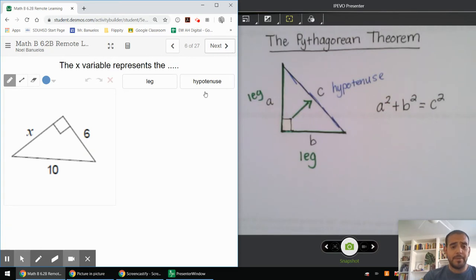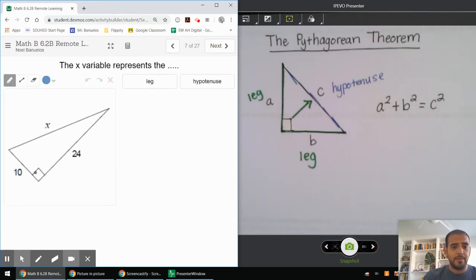The x variable here represents, well, let's locate my right angle, which is right here. Anything adjacent to it, right next to it, is considered a leg. So 6 and the variable x are considered legs. Okay, and that means the 10 represents your hypotenuse. Okay, look for the right angle. Anything adjacent, right next to it, is considered a leg, so that means side length 10 and side length 24 are legs, and what's across from the right angle is your x variable, because it's considered your hypotenuse.